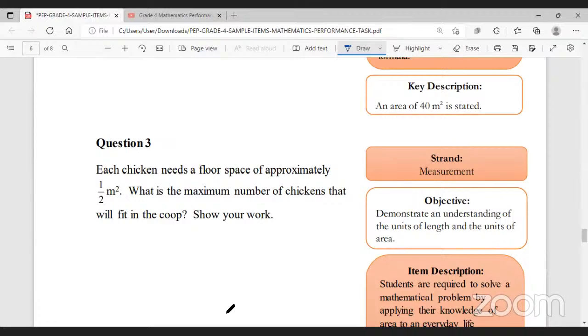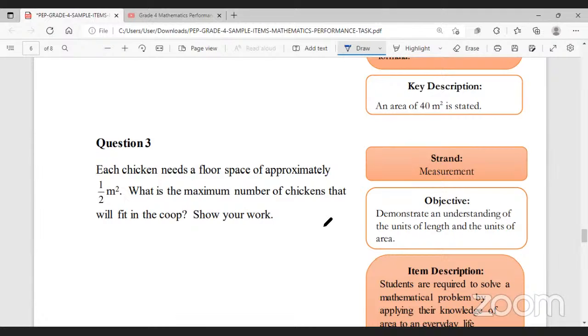So let's move on to question 3. Question 3 is also from the measurement strand. So we see that a bulk of the questions from this performance task were taken from the measurement strand. The objective in question 3 is to demonstrate an understanding of the units of length and the units of area. So for question 3, it reads, each chicken coop needs a floor space of approximately 1 meter square. What's the maximum number of chickens that will fit in the coop?